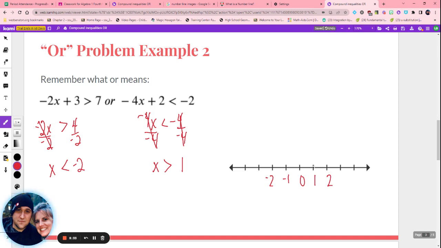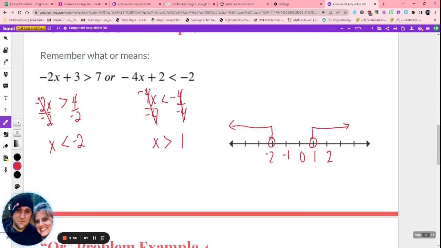Okay, so we're looking for all the values of x greater than 1 or all the values of x less than negative 2. And there they are. So it's everything down here up to negative 2 or everything starting at 1 but not including and going up. Okay, let's try another example.